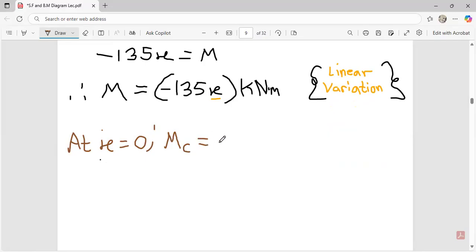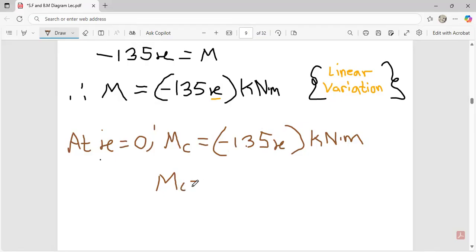First of all, let's repeat the whole thing. Minus 135x. All of this should be in kilonewton meter, because this is a moment. That's why you can see that the unit of this is different.